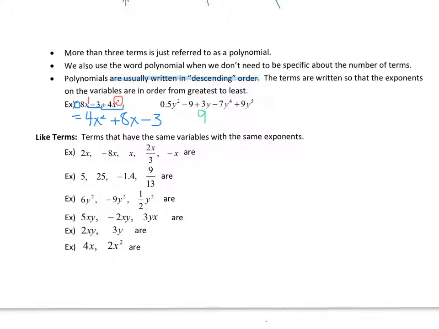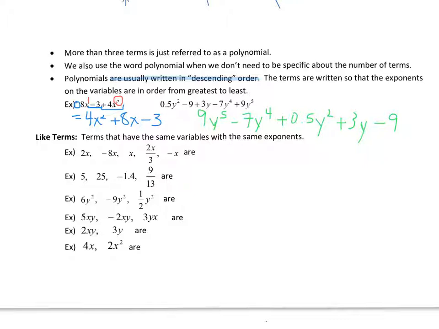Okay, I should have 9y to the 5 minus 7y to the 4. I hope you put this video on pause to try it. Plus 0.5y squared, because the sign in front of the 0.5, there is no sign written, so it's assumed to be positive. We have a plus 3y, and then we have minus 9. The constant term is the last one.